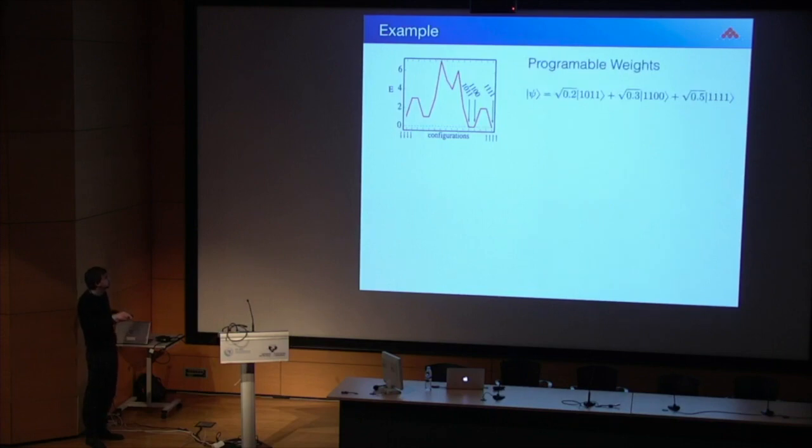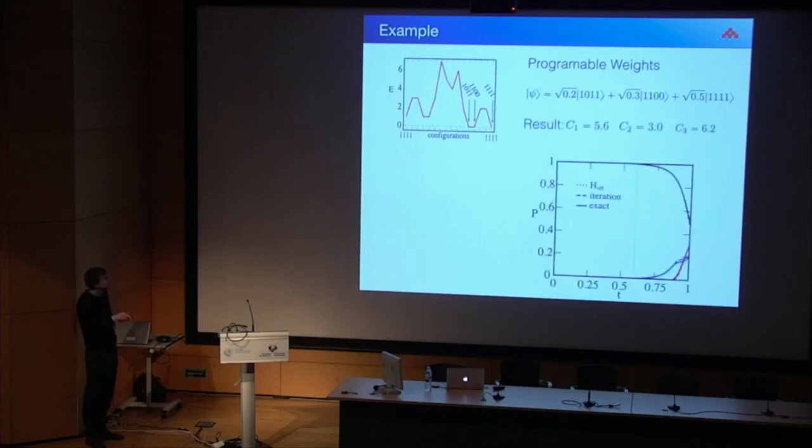And this was just one example. We can also say that we want 20% this configuration, 30% this one, and 51% this one. We got out different numbers, and you can see that we can actually also achieve this. So this allows us not just to program any superpositions using Hamiltonian dynamics, but it also allows us to program their amplitudes, or the squares of their amplitudes.